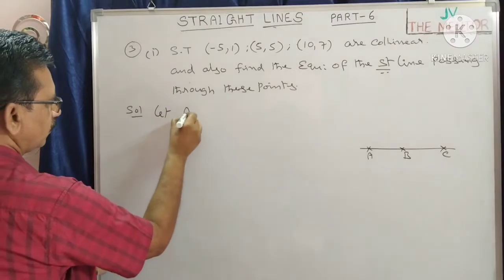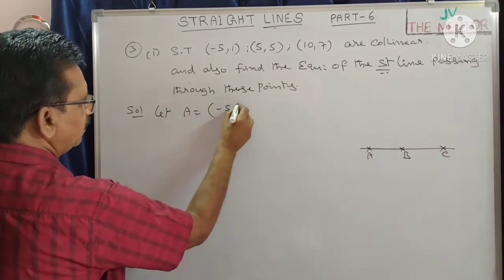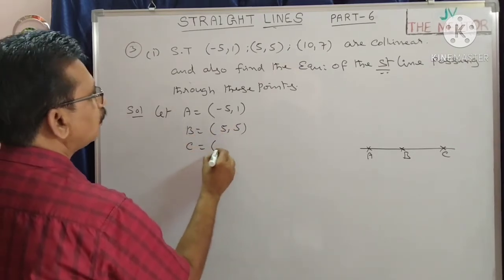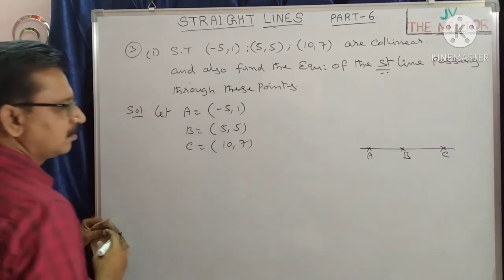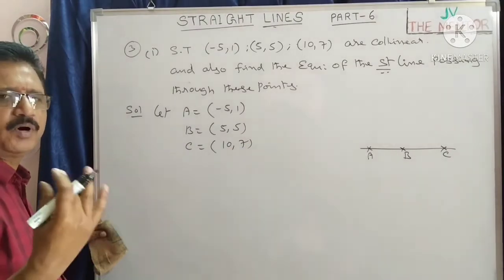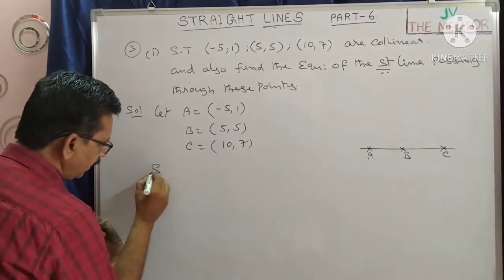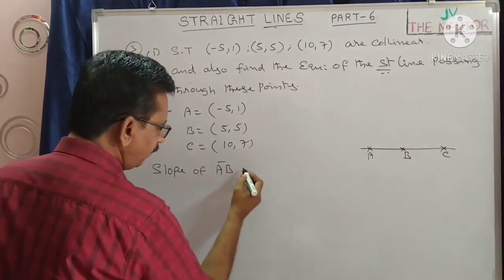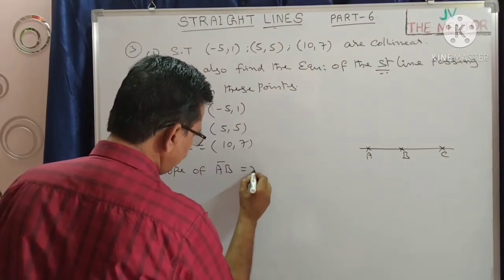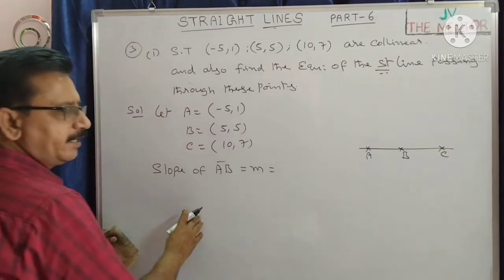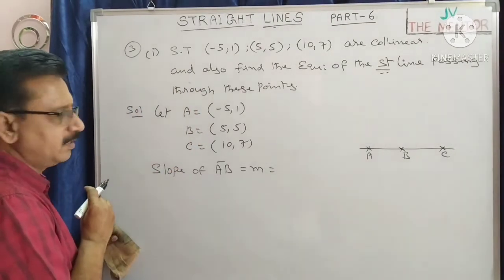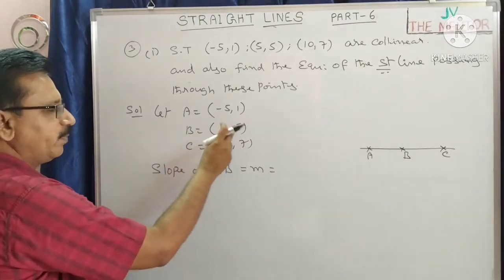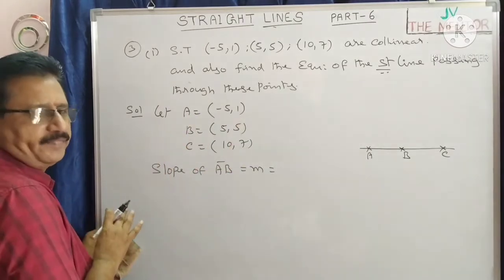Solution. Let A equal to the first point minus 5 comma 1, B equal to 5 comma 5 and C equal to 10 comma 7. First we will find the slope of AB and the slope of AC. Slope of AB, the line AB, is m. The formula is y2 minus y1 by x2 minus x1. Taking the points A and B, difference of y coordinates by difference of x coordinates.